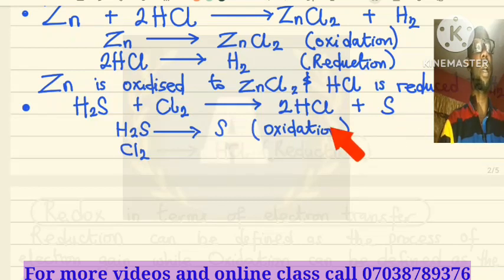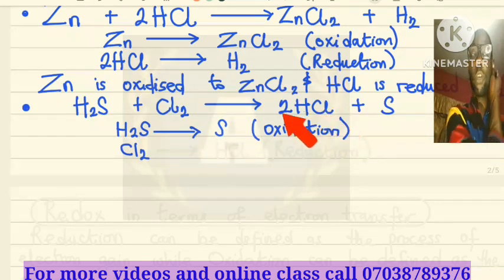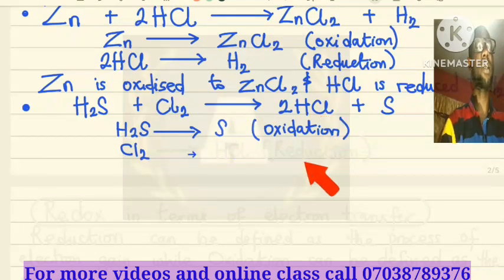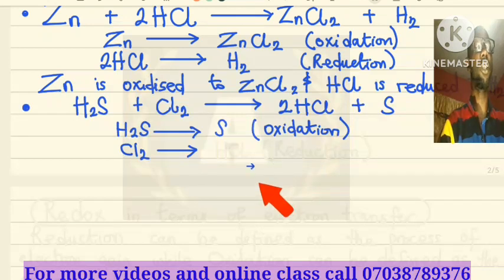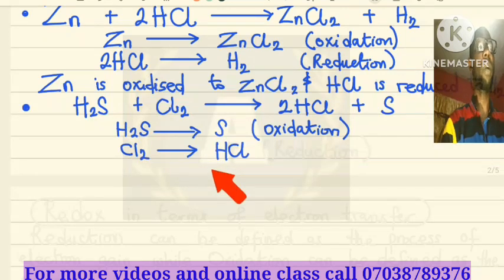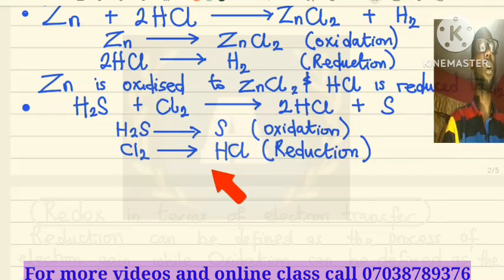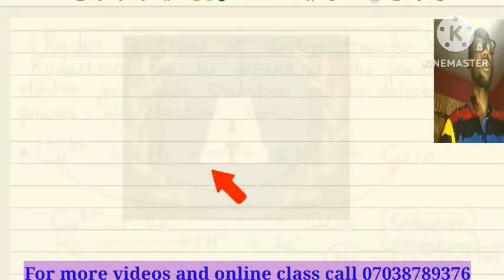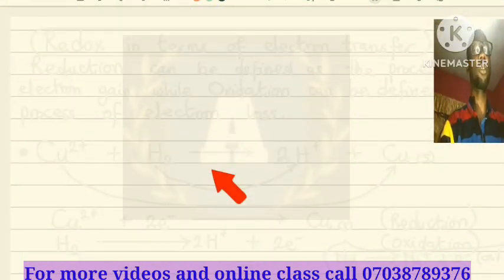So on removing hydrogen, which is electropositive, that is oxidation. Now, chlorine gas here has formed hydrochloric acid, which means we added hydrogen to this chlorine gas. That makes the reaction a reduction because an electropositive element has been added. Hydrogen is an example of an electropositive element. So this reaction is reduction. So that is the definition of oxidation and reduction in terms of addition or removal of elements.